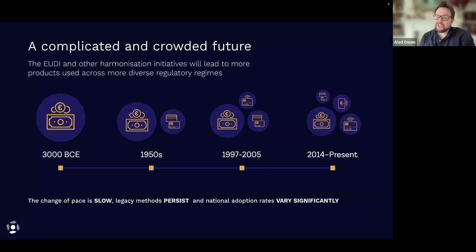We can see a proliferation of the existing methods of verification persisting alongside initiatives like the EUDI. And we can also see with the EUDI, the piecemeal use of its component elements as well, such as enhanced biometrics and reusable cloud-based identities across different regulatory environments, providers, consumers, and all at different paces in different jurisdictions.